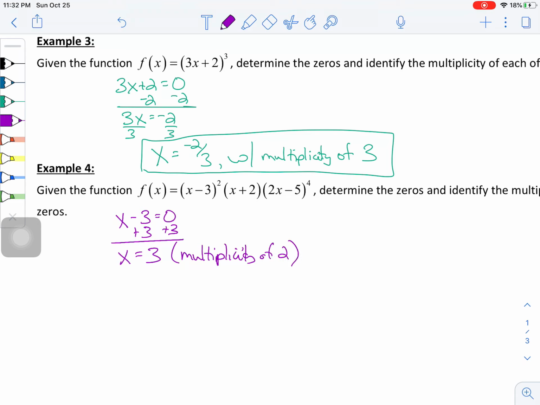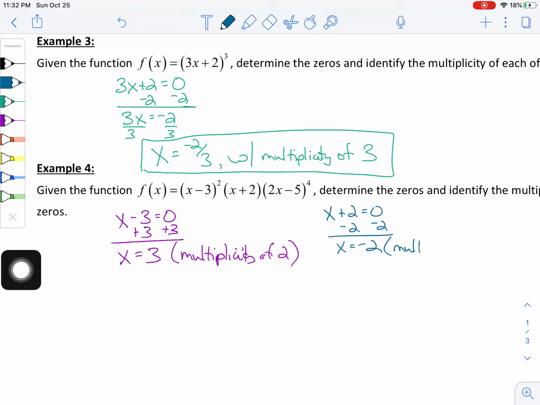So we're going to say this is multiplicity of 2. Okay. Now I have x plus 2 here, so I'm going to do x plus 2 equals 0, subtract 2 from both sides, x is equal to -2. This factor only shows up one time, so I'm going to say this is multiplicity of 1.